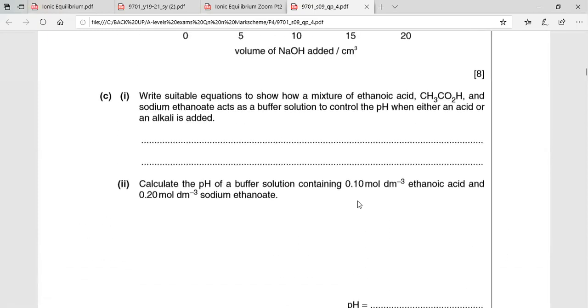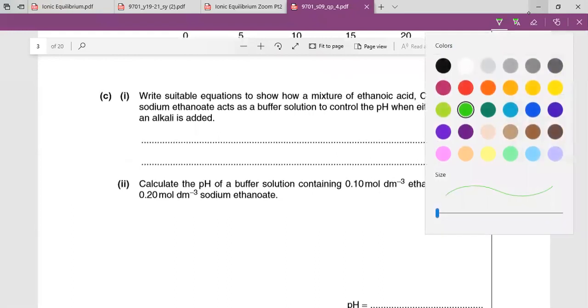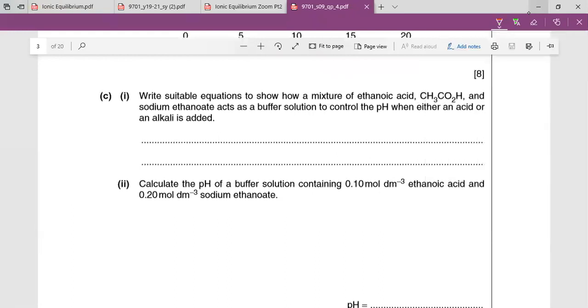This is question 09-4. I have the answer, but I forgot to cut the question. Write suitable equations to show how a mixture of ethanoic acid, a weak acid, and sodium ethanoate acts as a buffer to control pH when a small amount of acid or a small amount of alkali is added. So they ask you for suitable equations. What happens? Very simple.